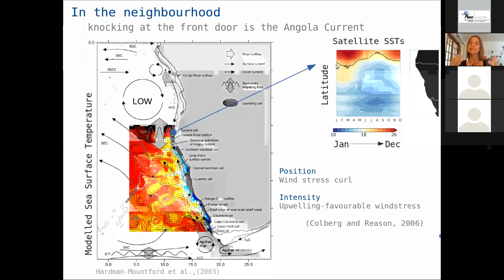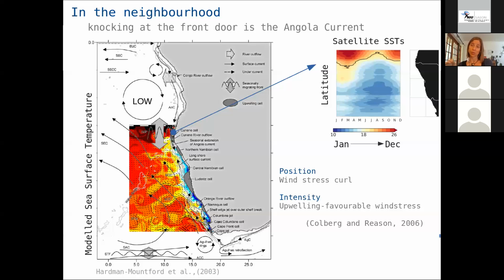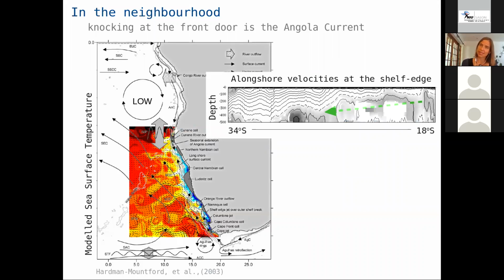And this seasonal cycle is related to the seasonality of the northern Benguela upwelling system, which is driven by the local alongshore winds, but also by the large-scale winds that drive the Angola current. So while the Angola current does not seem to penetrate this Benguela system at the surface, models have shown us that in fact it does enter the Benguela system at depth.